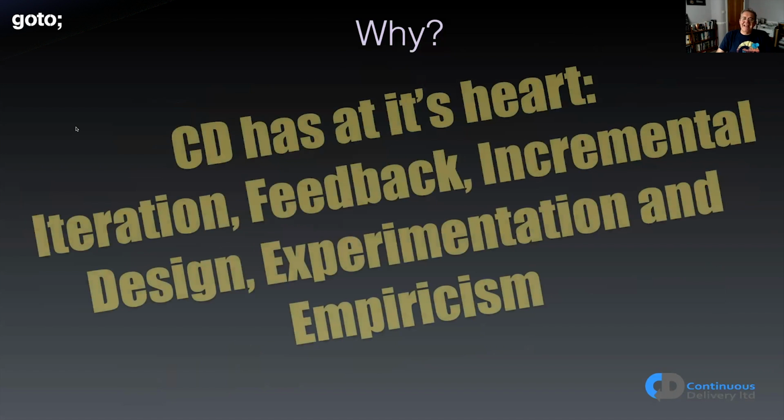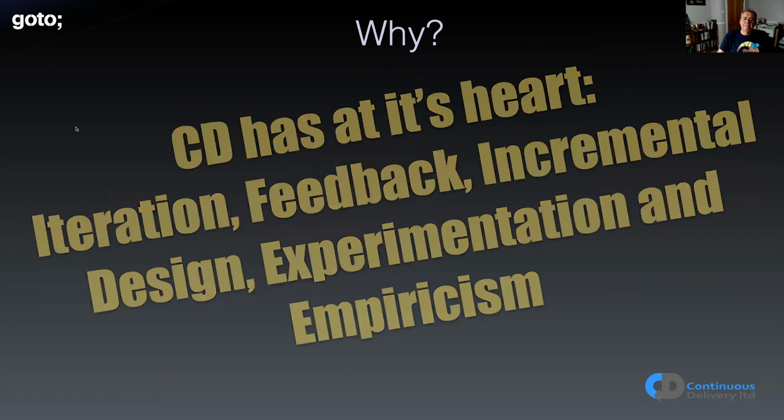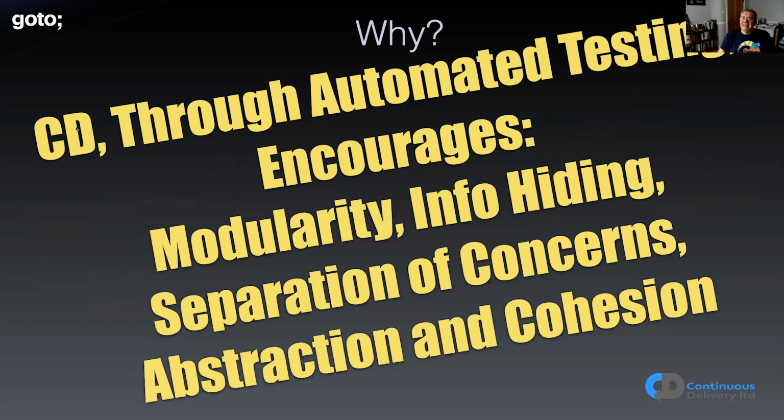Continuous delivery has this at its heart: iteration, feedback, design, experimentation, and empiricism. Through automated testing and its support of that, continuous delivery encourages modularity, information hiding, separation of concerns, abstraction, and cohesion. I don't really have time to go into the detail of how automated testing encourages these things, but I strongly believe that they do. And if you check my YouTube channel, if you go to YouTube, search for continuous delivery, you'll find my YouTube channel. There are several videos that describe this idea in more depth.